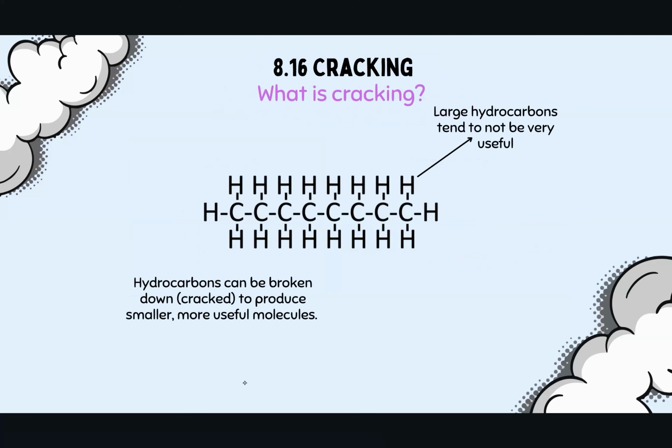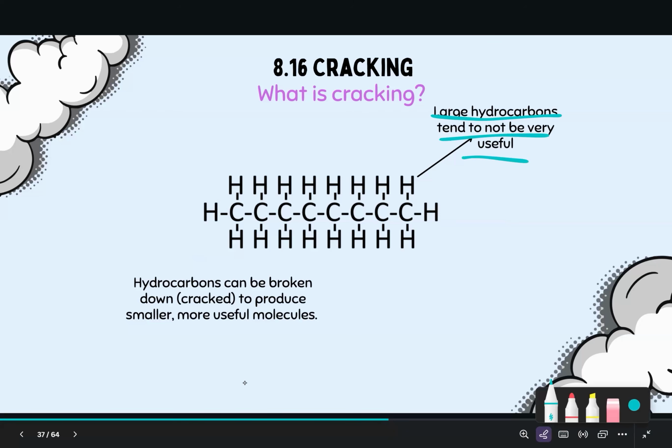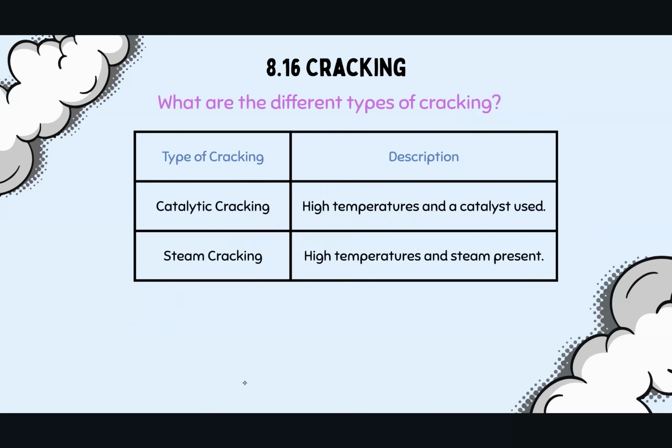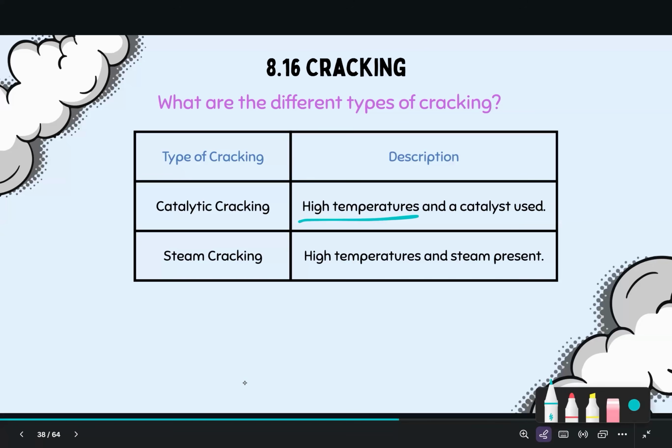Okay, cracking. So cracking is where you take a large hydrocarbon, which is not particularly useful, and you break it down or crack it to make smaller, more useful molecules. Now there's two different types of cracking. There's catalytic cracking and there's steam cracking. So this comes up as a question. They both need high temperatures. The only difference is catalytic cracking requires a catalyst and steam cracking requires steam. Simple as that.